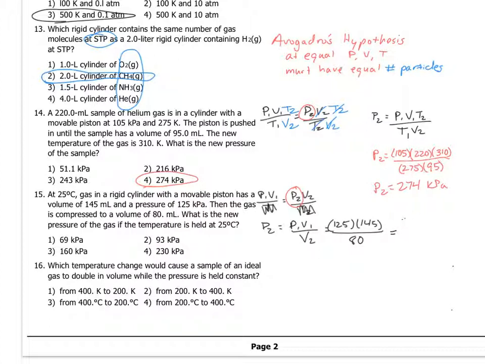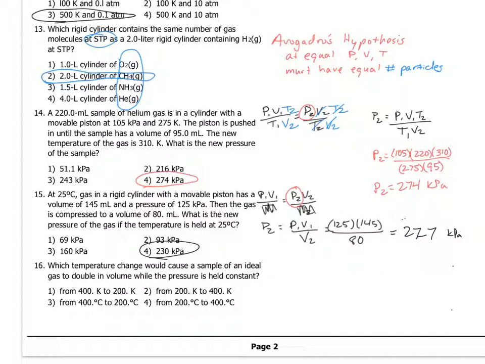I'm getting 227 or so. What would that be? That's a pressure, so kilopascals. And I'm assuming from the answer choices that we can round it to 230 safely.